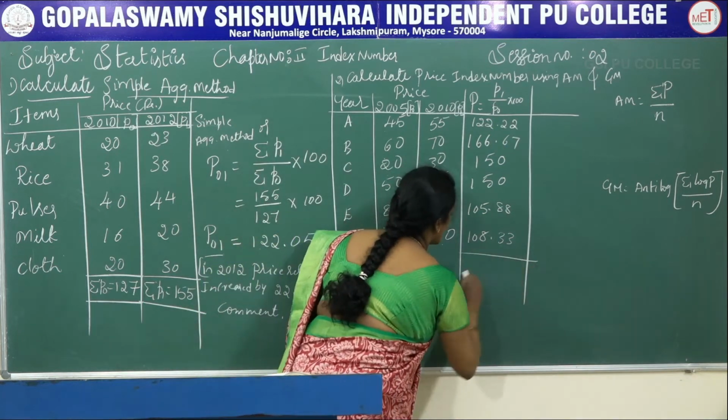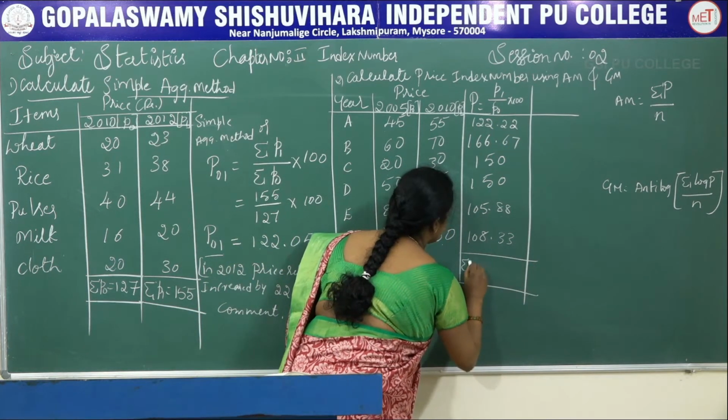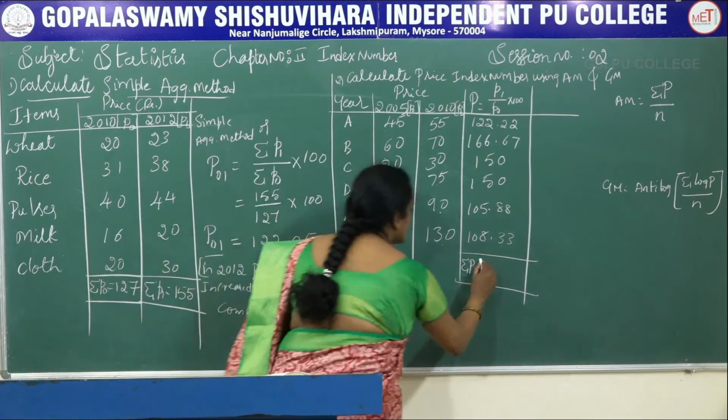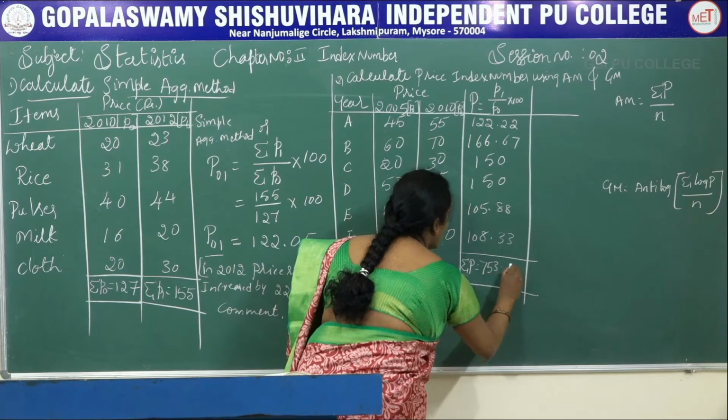Then you take the summation of this capital P. So the summation of this capital P is 753.1.